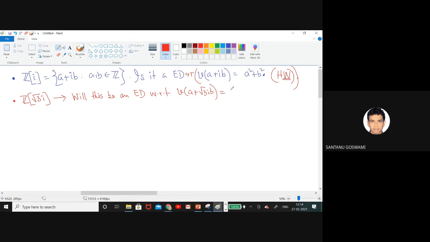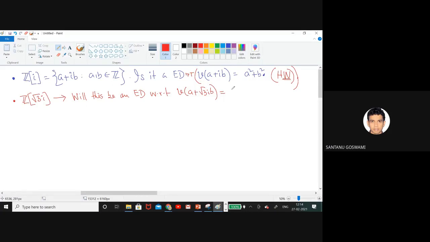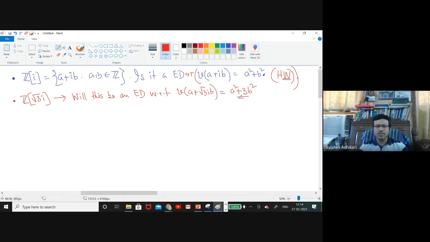Sorry? Maybe the modulus of that number. So what is the modulus of that number? A square plus 3B square. Okay, somebody says A square plus 3B square. Now try to check with respect to this whether it is a Euclidean domain or not; this is also homework. They are very interesting. What we have already seen is that if F is a field, then F[x] is a Euclidean domain with respect to the degree.